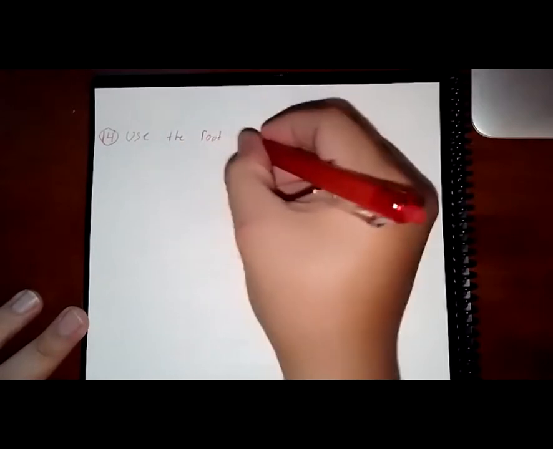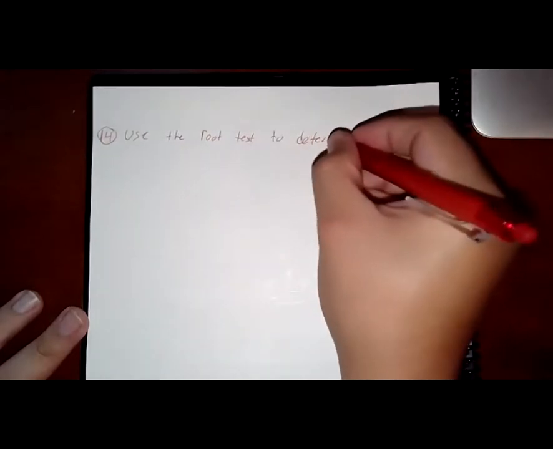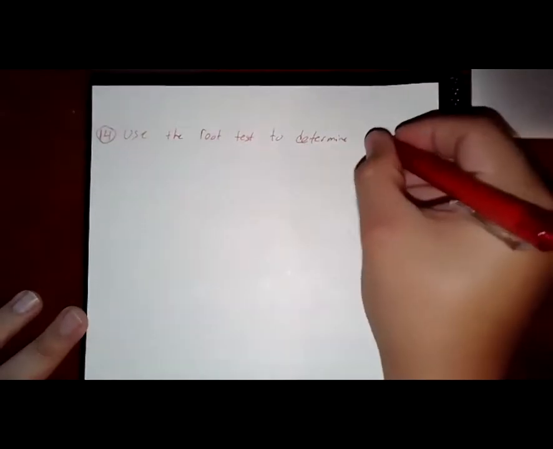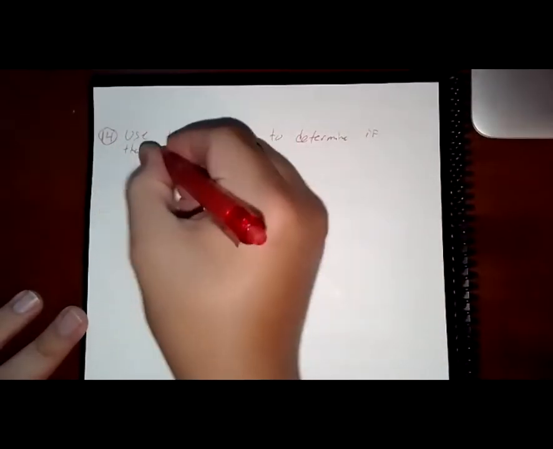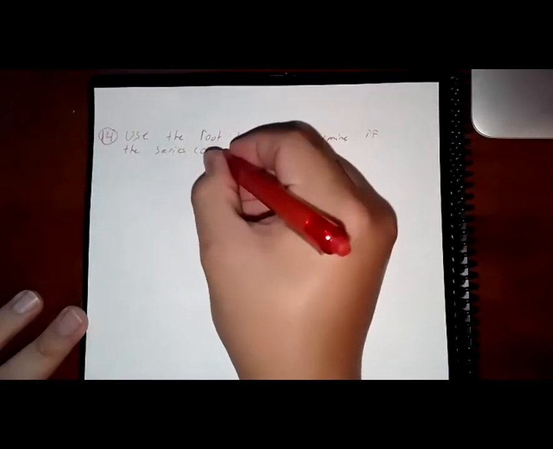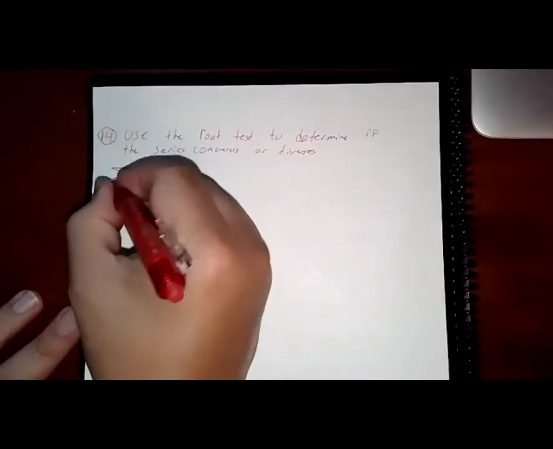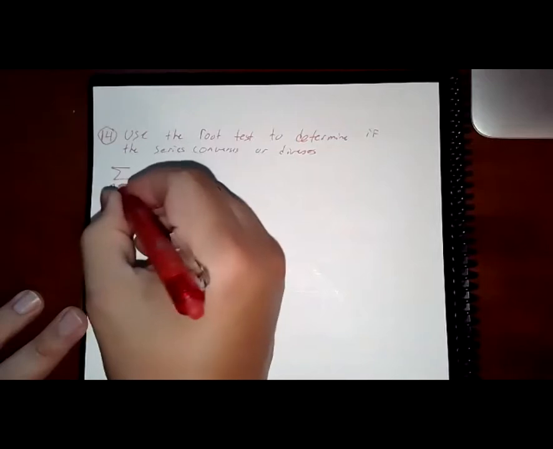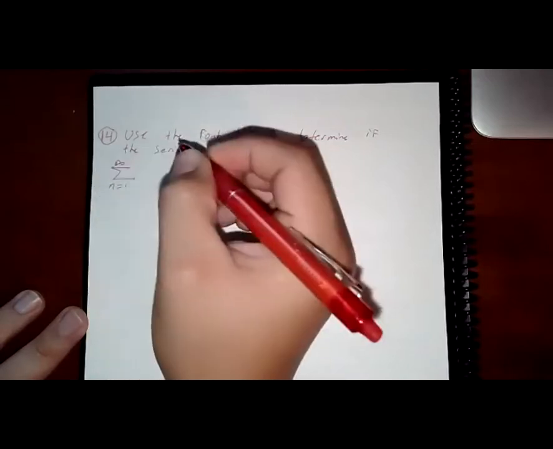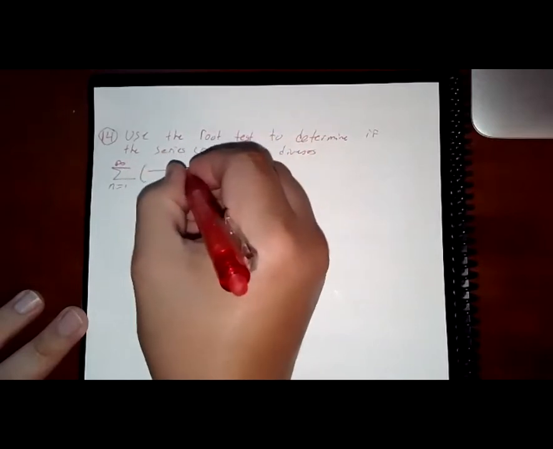Use the root test to determine if the series converges or diverges. All right, so when you see an nth power, you're going to want to use a root test because that'd be the easiest route. You don't have to, I recommend it. That's number 15.